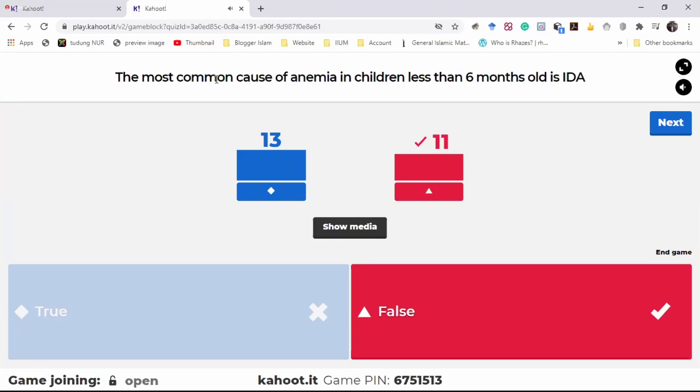All right. So the most common cause less than 6 months old is IDA. So it is false because, like I said earlier, less than 6 months they are usually breastfeeding, and breast milk is actually adequate to give the iron supply. So we should think of other diagnoses at this age, like hemoglobinopathies or blood loss or others. Okay, nice try.